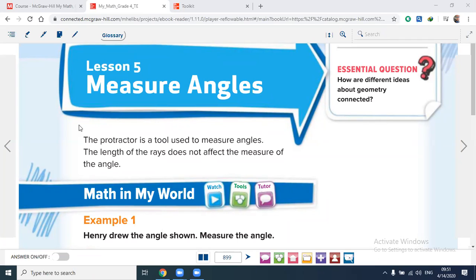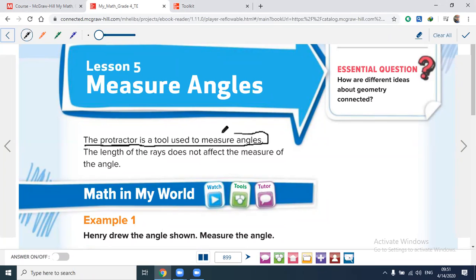Be careful about this sentence. The protractor is a tool used to measure angles. Be careful about this definition. The protractor is a tool used to measure angles.